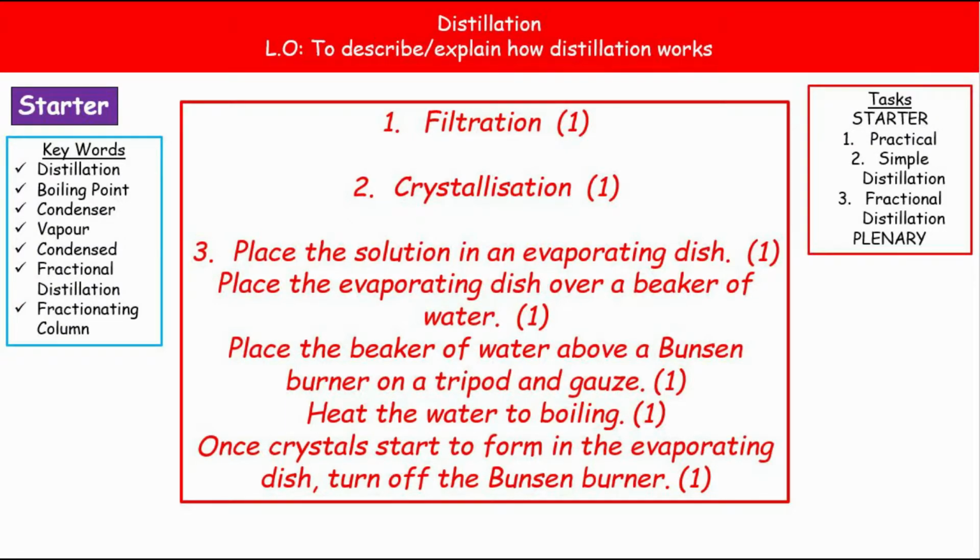So you get a mark if you've got using an evaporating dish for the solution. You get a mark if you've said you place the evaporating dish over a beaker of water. A mark if you've got that beaker of water over a Bunsen burner. Another mark if you've said you're going to heat the water to boiling. And then finally a mark for saying that once the crystals start to form, then turning off the Bunsen burner. So add it up, there's a total of 7 marks for your starter today. So add it up and write your score out of 7.